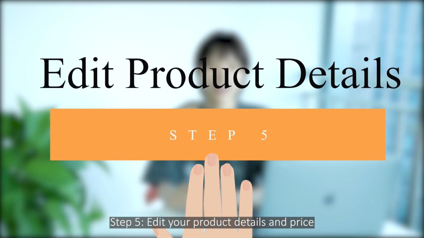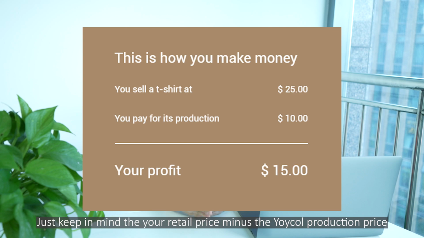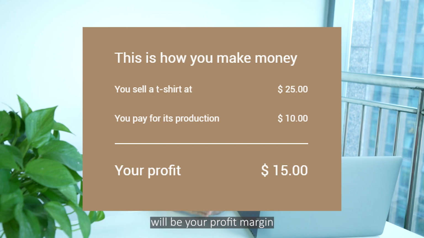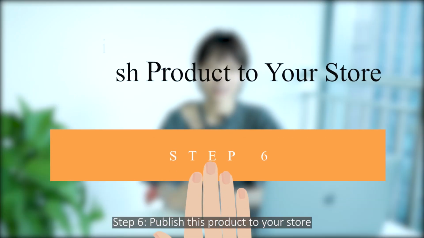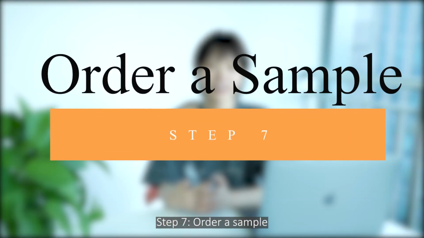Step 5. Add in your product details and price. Just keep in mind that your retail price minus that Yoycol production price will be your profit margin. Step 6. Publish this product to a store. Step 7. Order a sample.